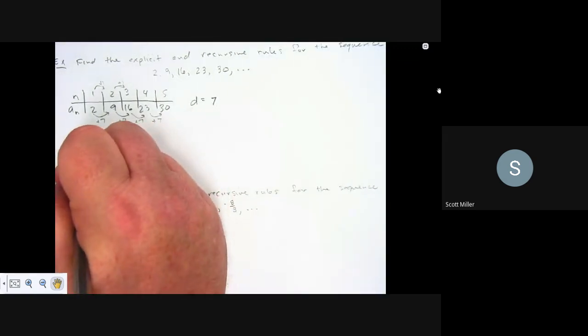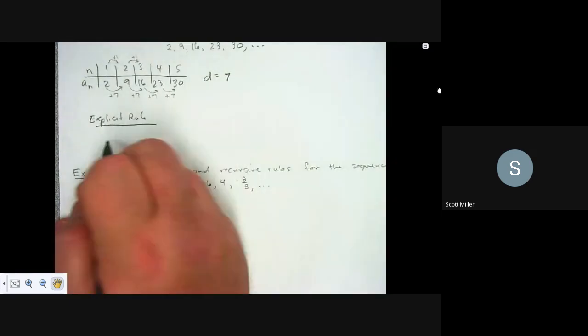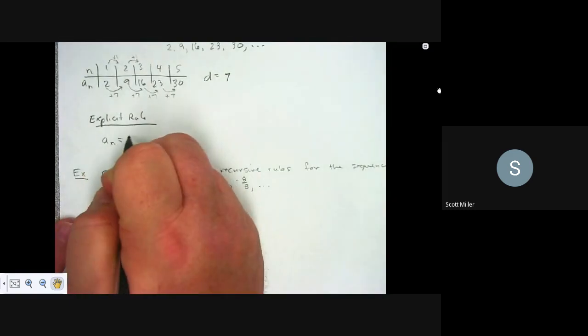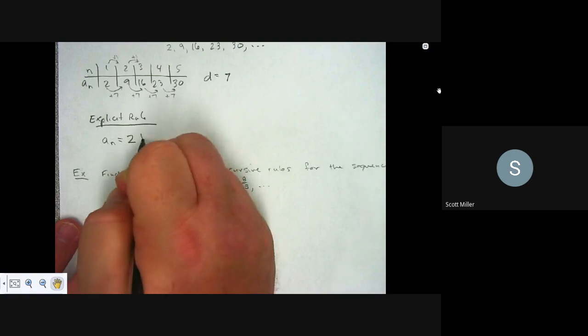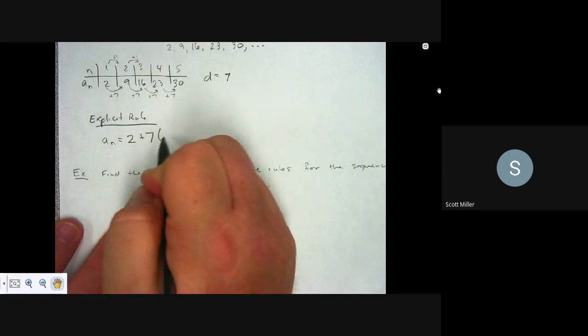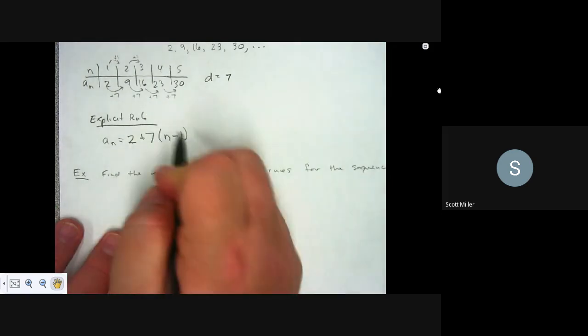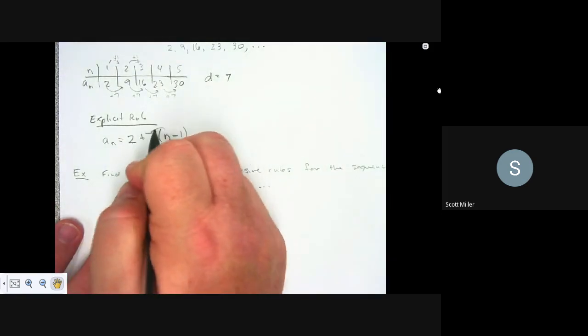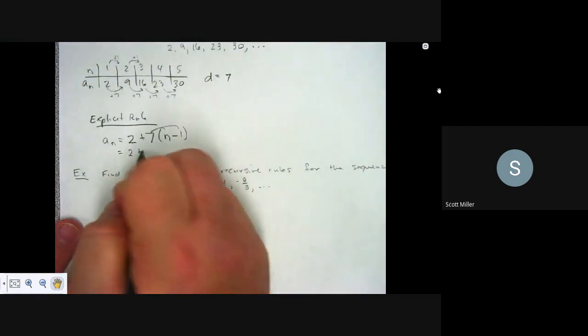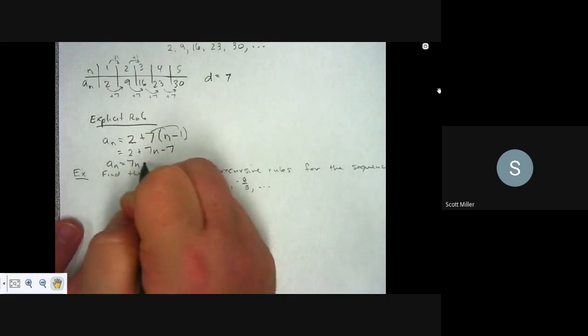We can do our explicit rule. The explicit rule is very simple. It's going to be a sub n is the first number in the sequence plus the common difference times n minus 1, because I used the first number in the sequence. You just need to multiply this and clean it all up. I'll show you the work for this one. And so a sub n is 7n minus 5.